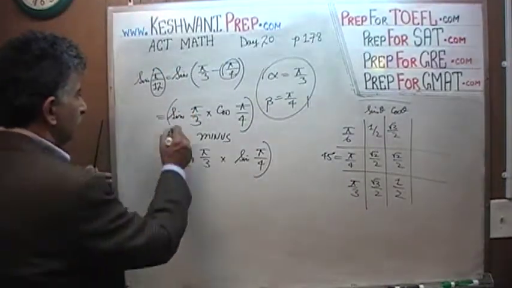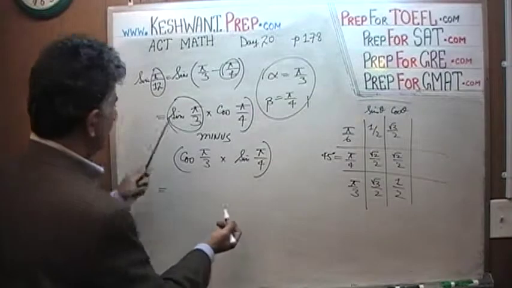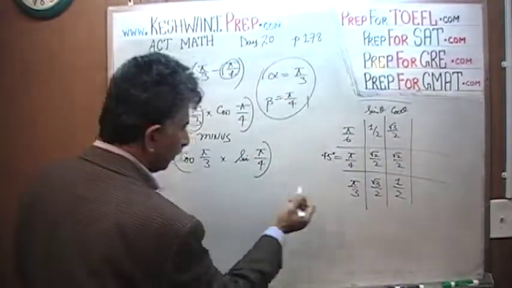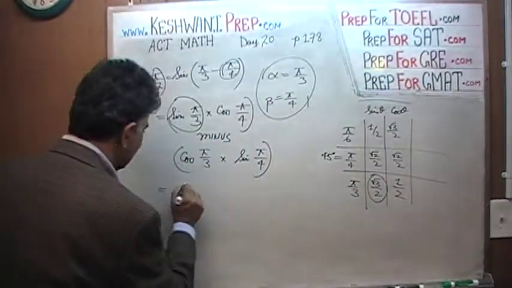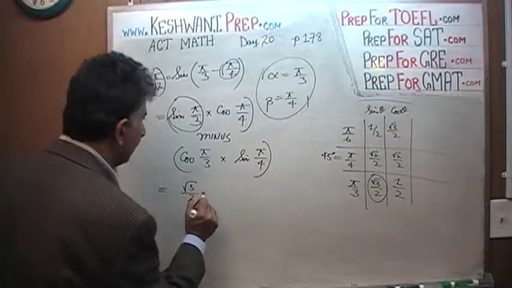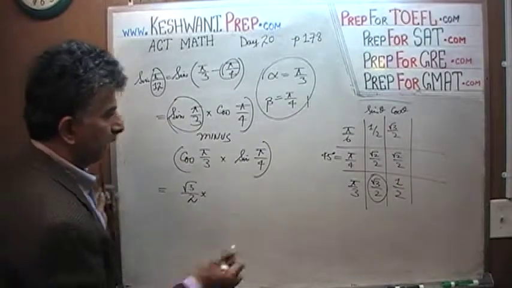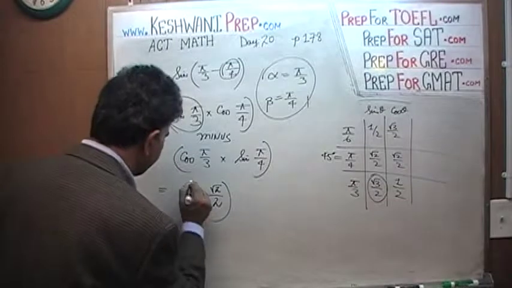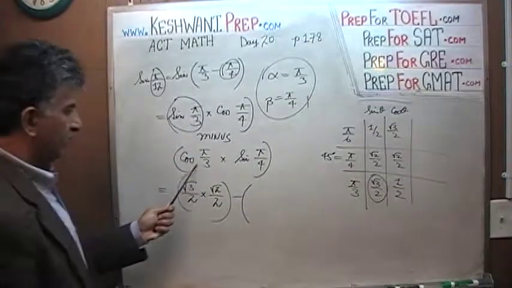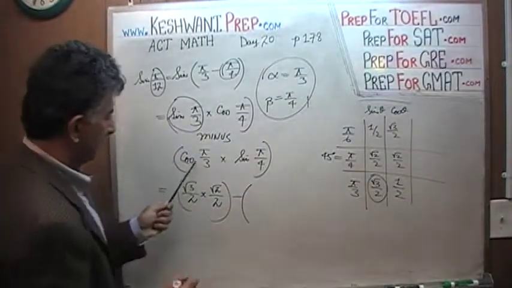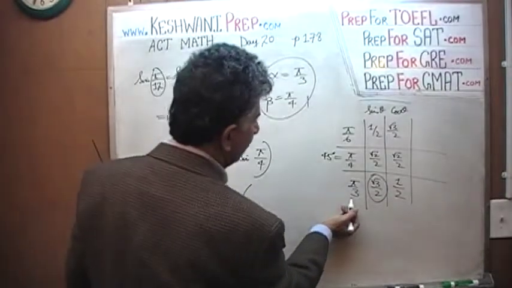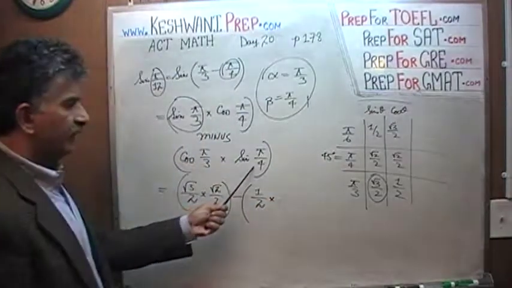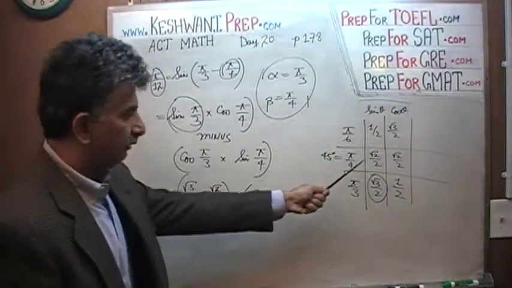Enough of the talk. So sine of pi over 3. Pi over 3 is right here. Sine is root 3 over 2. Root 3 over 2 times cosine of pi over 4. Pi over 4 is right here, which is root 2 over 2. So that part is done. Minus this part, cosine of pi over 3. Pi over 3 is right here, and the cosine is half. Times sine of pi over 4. Pi over 4 again is root 2 over 2.